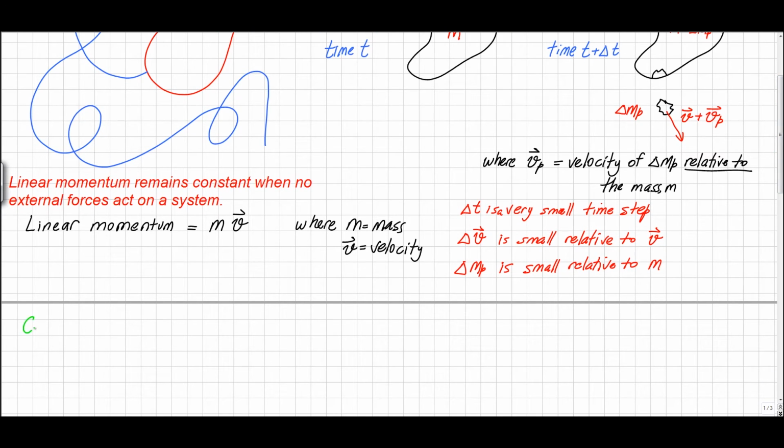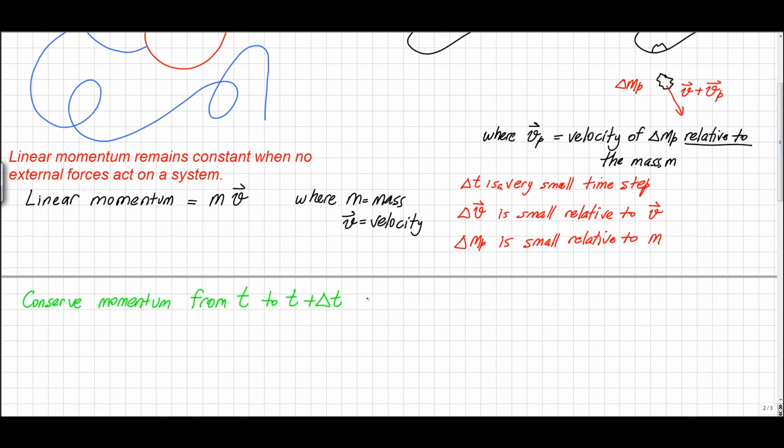So let's just move our page down, and let's now go on and conserve our momentum over that short time step from t to t plus delta t. So conserving momentum is going to give us that the initial momentum is mv, mass m, velocity v. At our slightly later time step, our mass is now m minus delta mp, and that main mass is moving with velocity v plus delta v. But we've also got our mass that we've ejected, so that's going to be delta mp, and it's going to be moving at v plus its relative velocity vp.